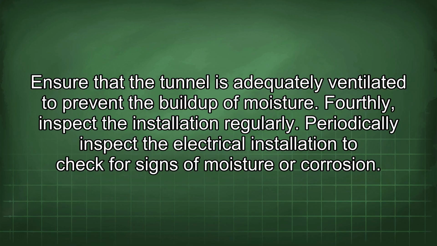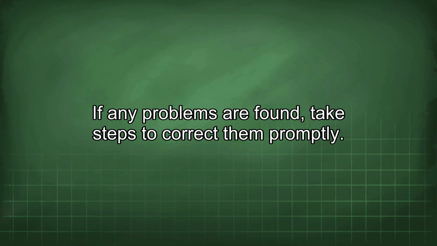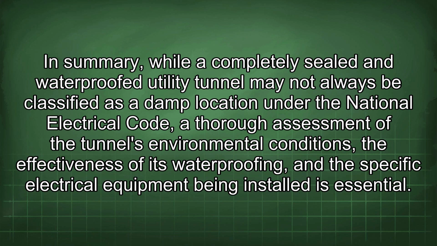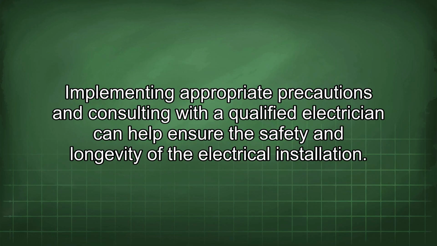Fourthly, inspect the installation regularly. Periodically inspect the electrical installation to check for signs of moisture or corrosion. If any problems are found, take steps to correct them promptly. In summary, while a completely sealed and waterproof utility tunnel may not always be classified as a damp location under the National Electrical Code, a thorough assessment of the tunnel's environmental conditions, the effectiveness of its waterproofing, and the specific electrical equipment being installed is essential. Implementing appropriate precautions and consulting with a qualified electrician can help ensure the safety and longevity of the electrical installation.